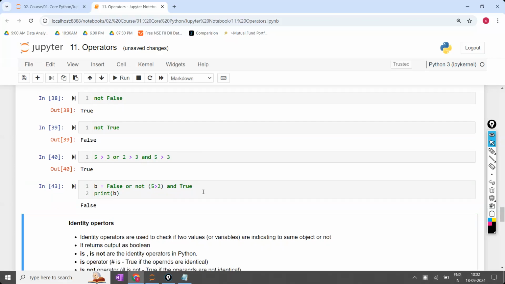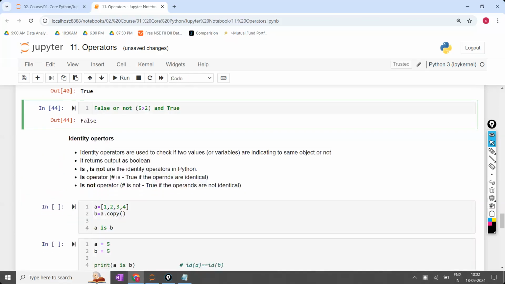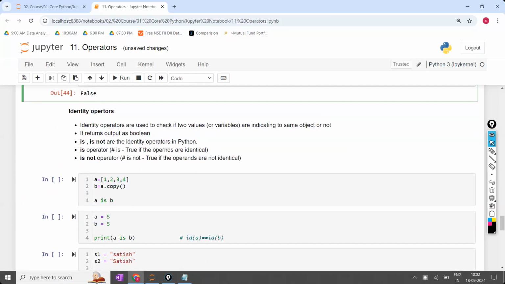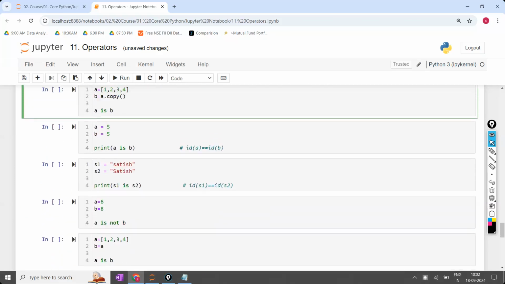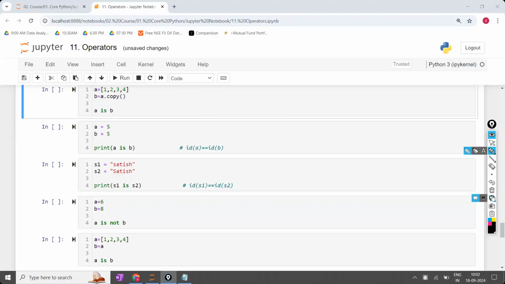Is the point clear? So next example is identity. Identity means whether both are indicating the same object or a different object. That is the meaning of identity operators. Here, what are the identity operators? Identity operators indicate whether both belong to the same object or not. It means the ID of one and the ID of the second one, whether both are the same or not.